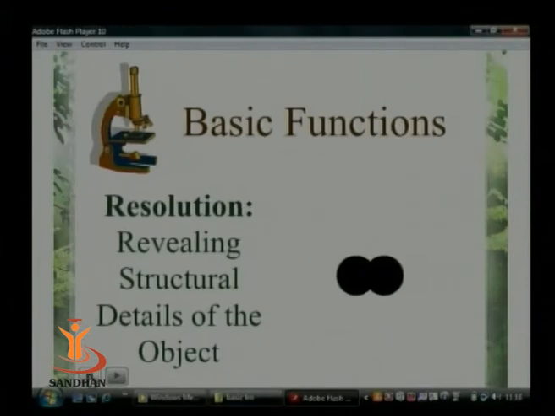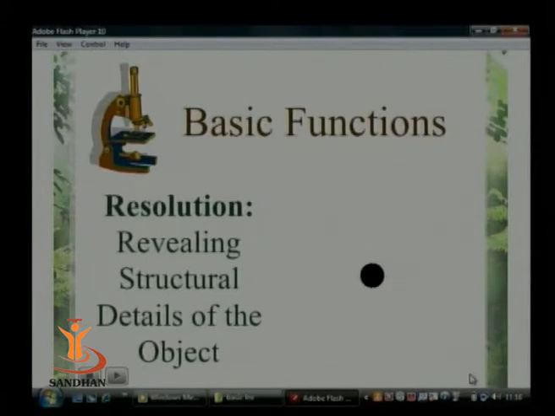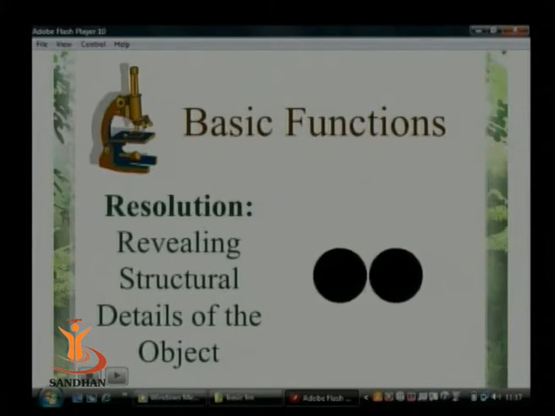And this will be very clear in the next slide, where it has been shown that objects lying very close to each other are initially seen as a single object, but with good resolving ability of the microscope, they can be seen as two separate objects. This is the function of resolution, and with its help it is possible to study the structural details of the object.